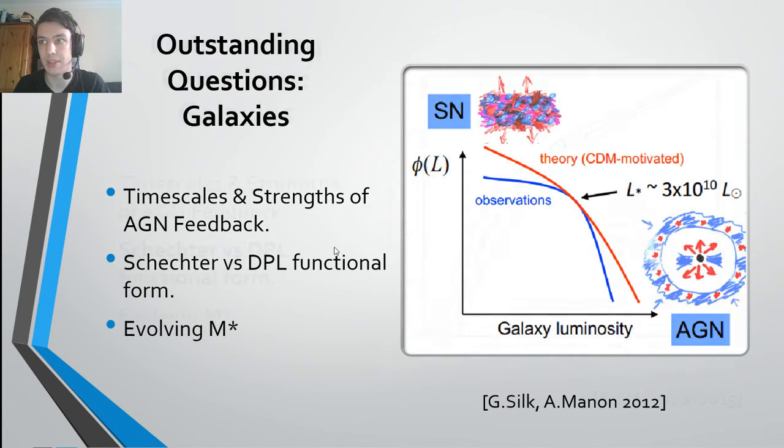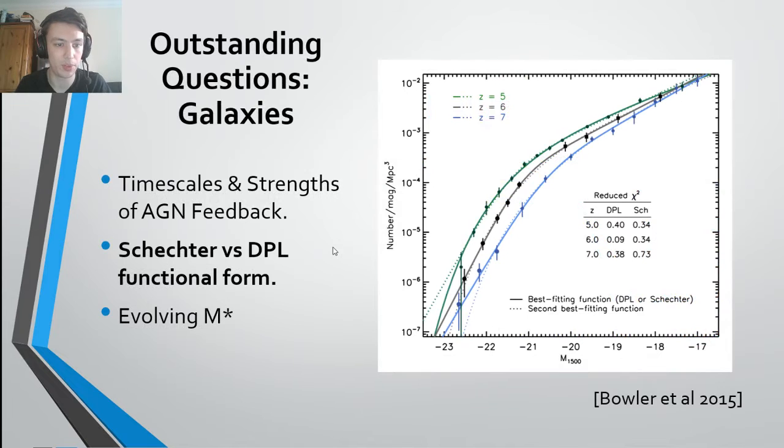There is also the debate over the use of the Schechter or double power law functional forms, which some studies show to be comparable in quality when fit to the data. However, both make quite drastically different predictions when it comes to the ultraluminous end of the luminosity function.